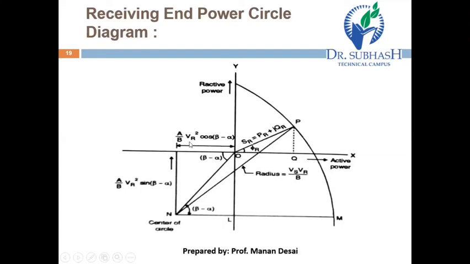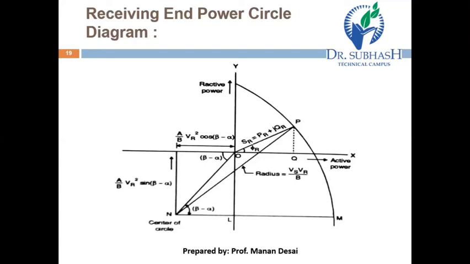Now from N, these are the two coordinates, the X coordinate and its Y coordinate. The cos component is on the X coordinate, and the sin component is on the Y coordinate. Okay, this is our generalized circle diagram. And this is a receiving end power circle diagram.